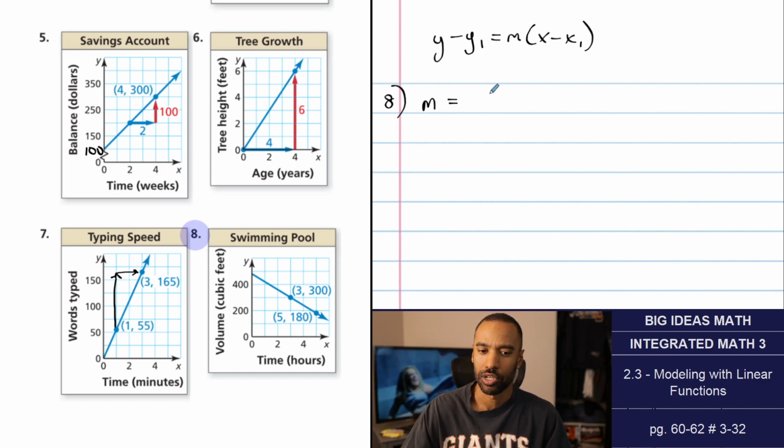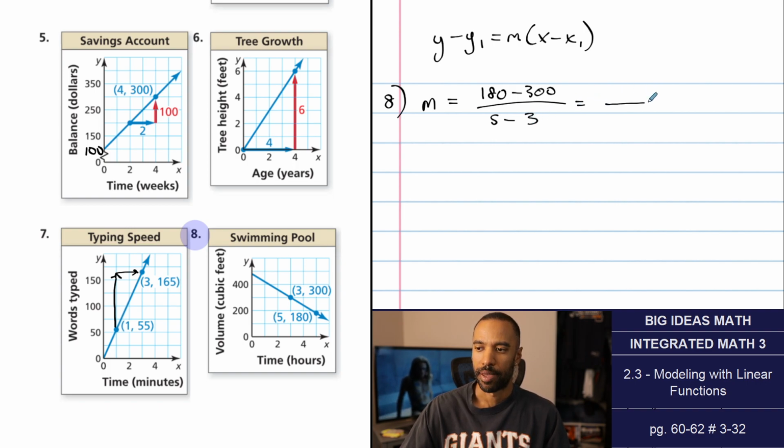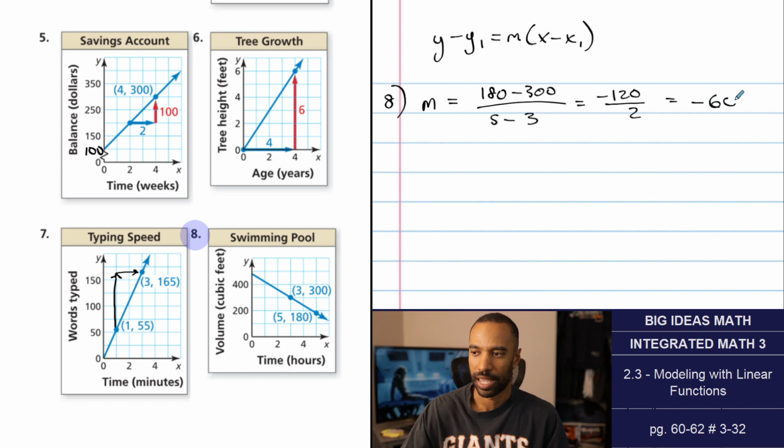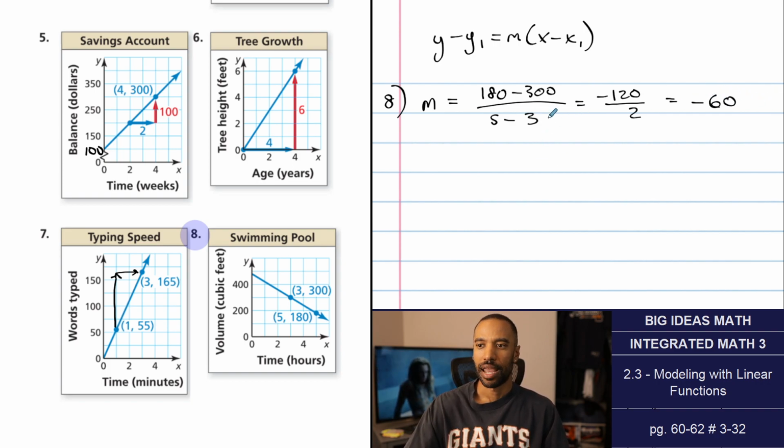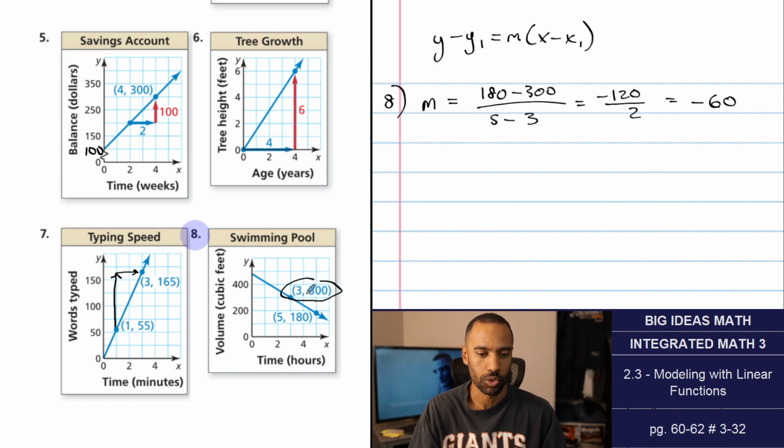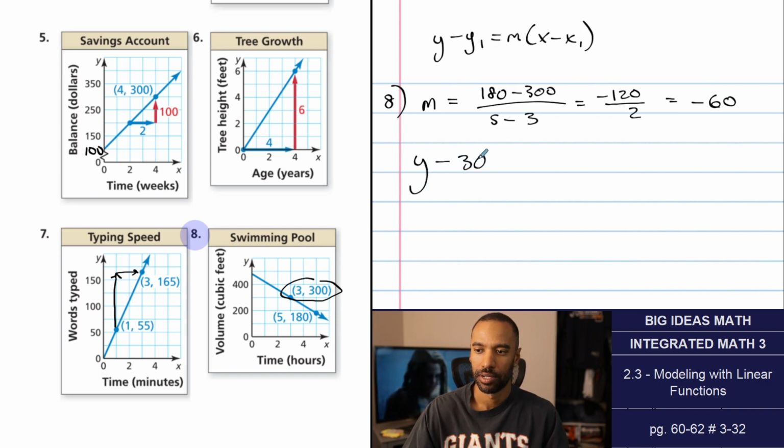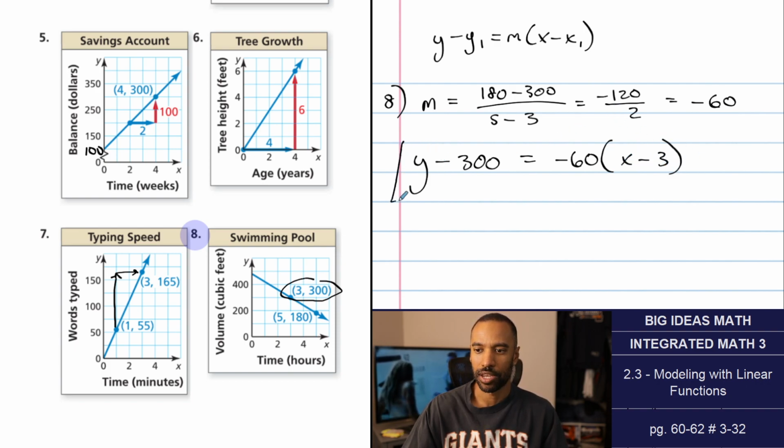M is... you can choose how you want to do this. I'm going to do 180 minus 300. I'm going to have the negative number on top over 5 minus 3. So 5 minus 3 is 2. 180 minus 300 is negative 120, which reduces to negative 60 or negative 60 over 1. Now, when it comes to point slope form, you can choose either set of points to build off of, like say this one. This is going to be an x1, y1. So I can make this say y minus 300 equals m times x minus x1, which would be 3. That's an equation that you can write.